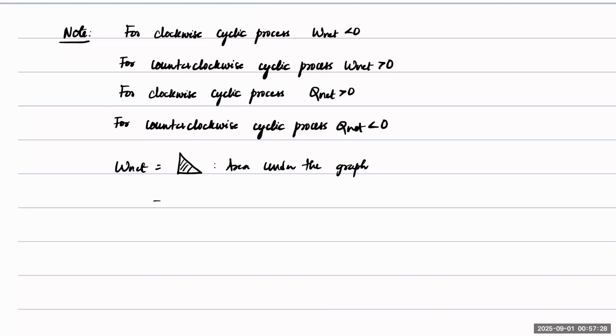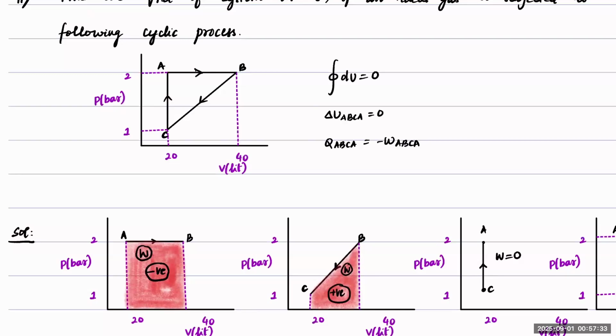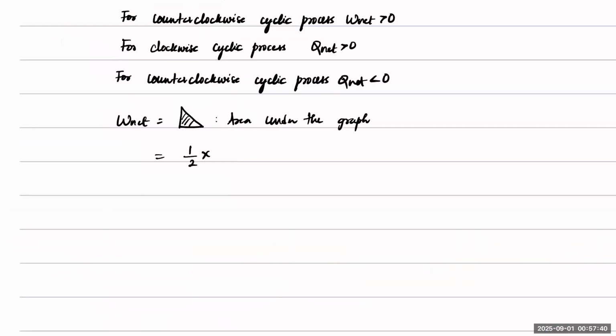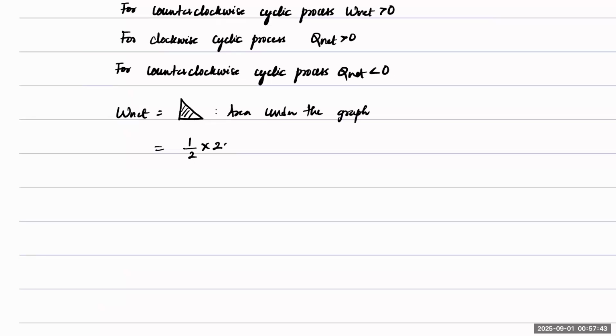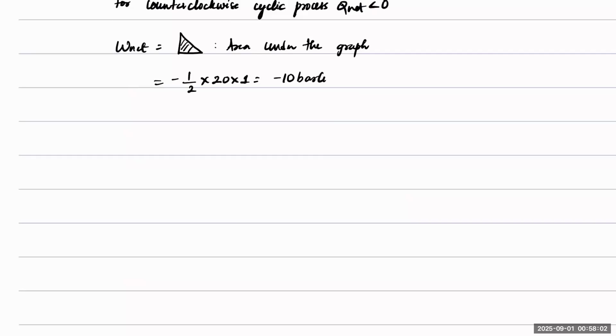So what is the area under the graph? Half into base. Base is this one, which is A to B. A to B is how much difference here? 20 units. And what is height here? 1 unit. So half into 20 into 1, which is how much? 10. And overall, I told you that it is clockwise, so it has to be minus. So minus 10. What are the units given? Bar and liter. So this is bar liter.